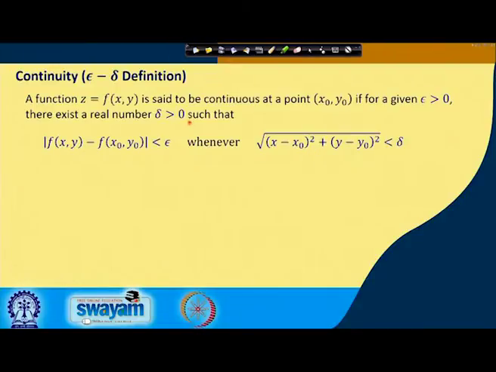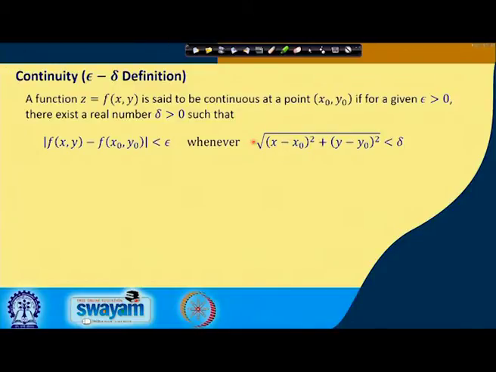This was eventually the definition of the limit as well, where we have seen that the function has a limit L. Instead of f(x0, y0) we used L there, and now since the function has to be defined at (x0, y0) and we are looking at whether the limit of f(x, y) as (x, y) goes to (x0, y0) is equal to f(x0, y0) or not, this epsilon delta definition is exactly the same as earlier for the limit.